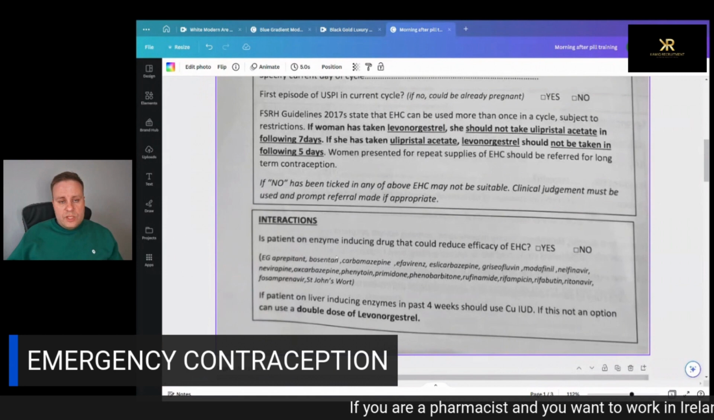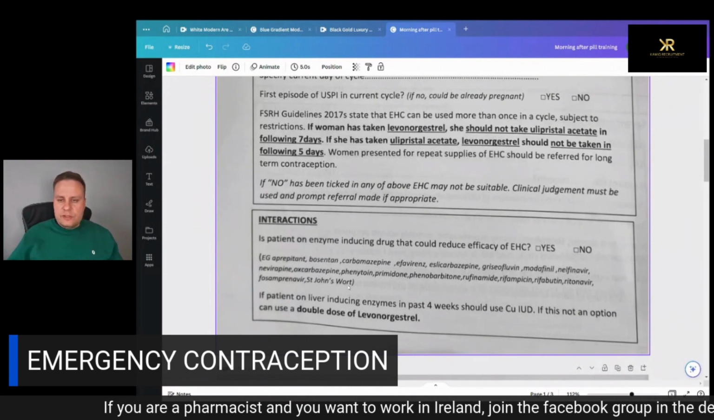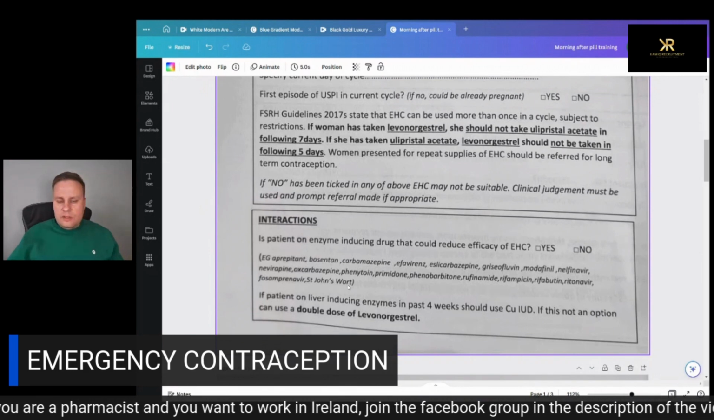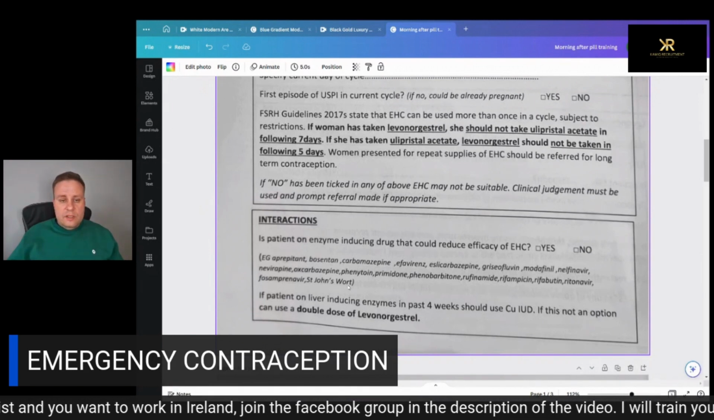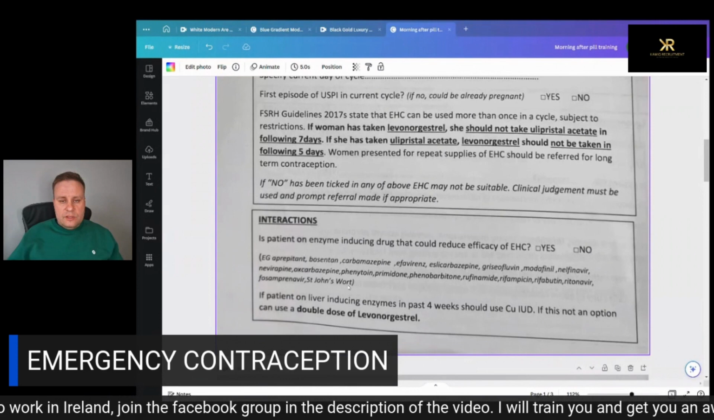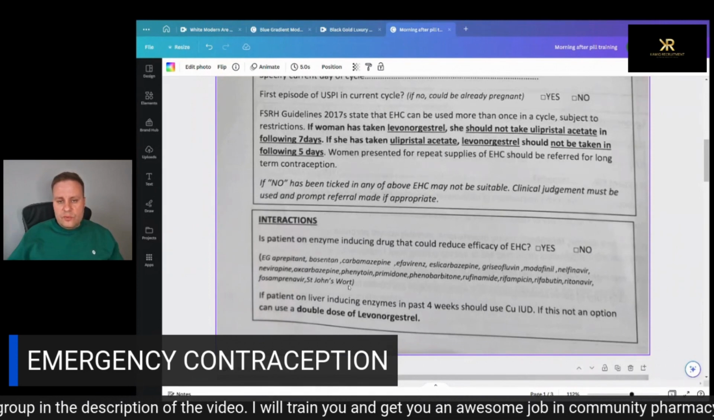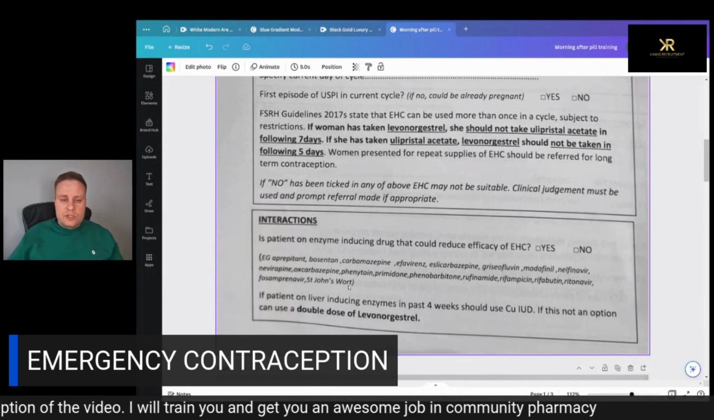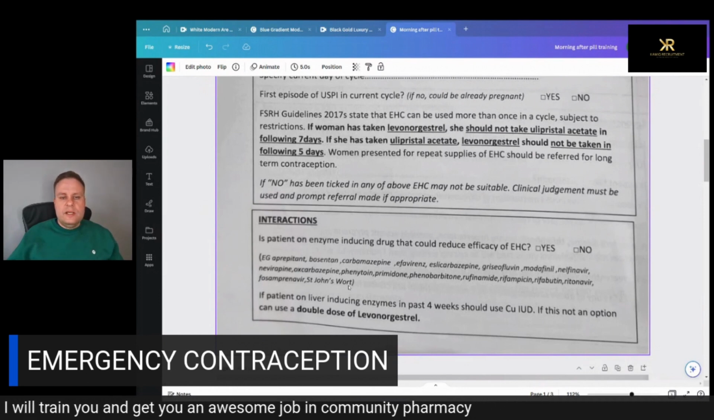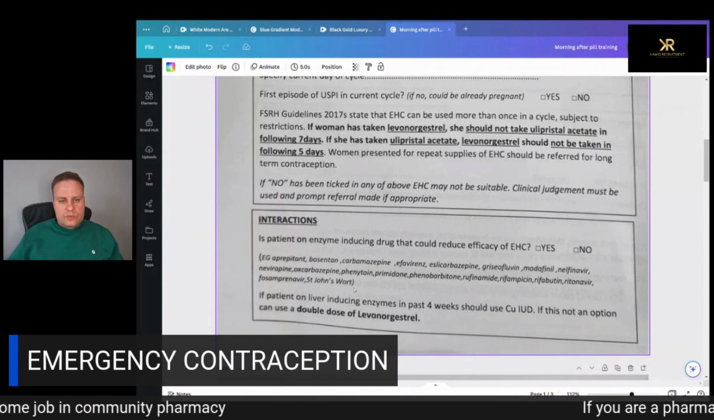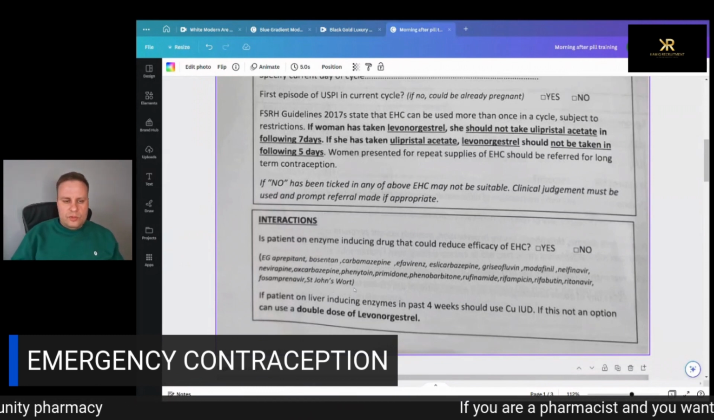And the most common of it is St. John's wort, which you can actually buy over the counter. It's a herbal supplement, but it does have enzyme-inducing effect. So you have to ask for medication if she's taking any medication, even if it's over the counter. It might, like I said, reduce the efficacy of the hormonal contraception.